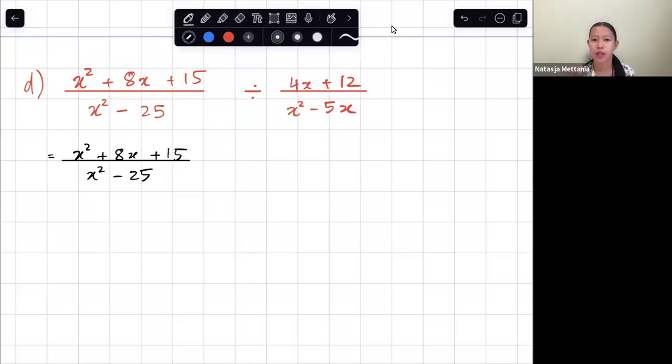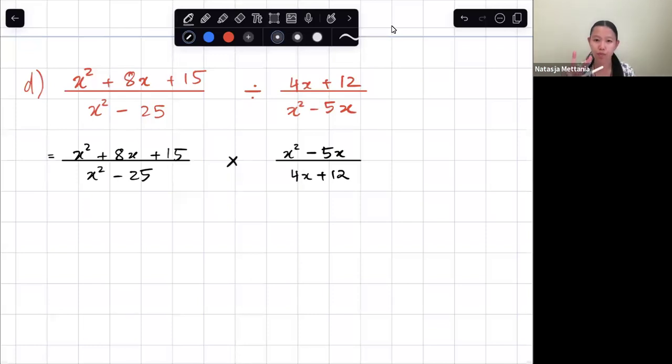Once I finish keeping the first fraction the same, I'm going to go to F. F means flip the second fraction. The second fraction is this one right here. So I'm going to flip it so that x squared minus 5x is at the top and 4x plus 12 is at the bottom, like the following. So K, F, and last but not least is C, which is change the division sign into a multiplication. Easy. Step number one, to use KFC, done.